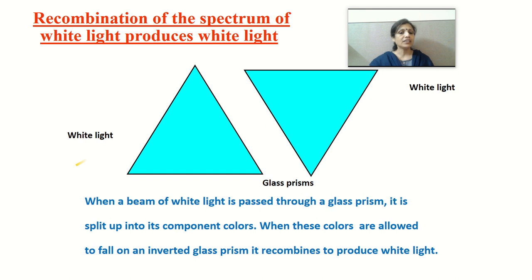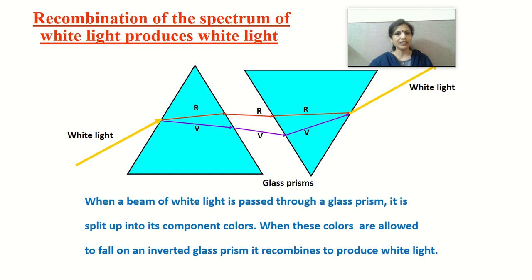this white light disperses into 7 colored rays. Okay, you can see that. The second prism receives all the 7 colored rays from the first prism and recombines them into the original white beam of light, and this is the white beam of light.